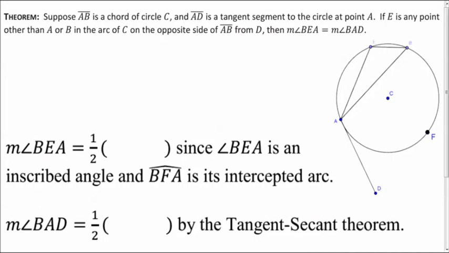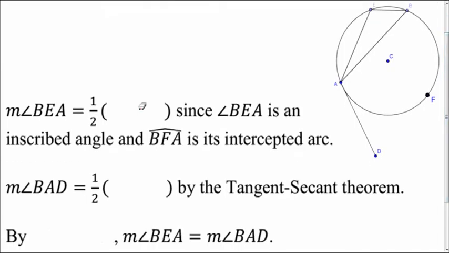Here we have a theorem that says that when we have an inscribed angle and an angle formed like in the tangent-secant theorem that have the same intercepted arc, then those angles have to have the same measure. They're congruent. So let's see how we can prove this.